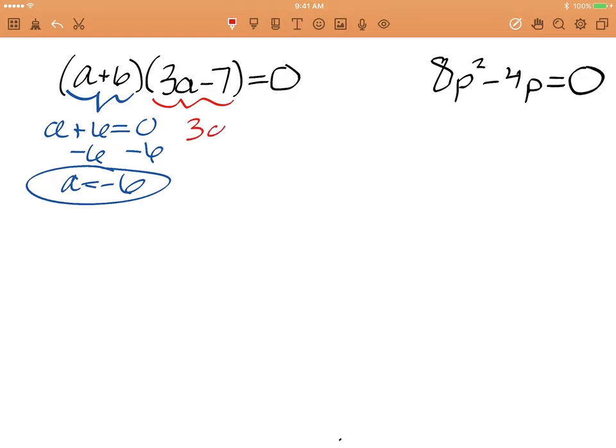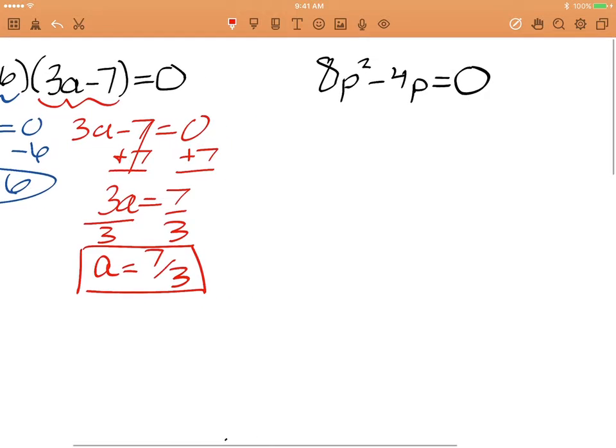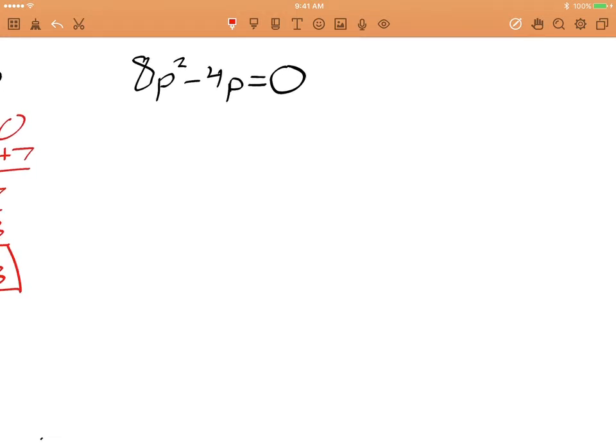Let's look at this one. What would make this 0? I have no idea, so I'm going to set it equal to 0 and solve for it. Add 7 to each side, and I get 3a equals 7. Divide by 3, and I get a equals 7 over 3. And there's my second solution. So there are your two answers. Good to go.